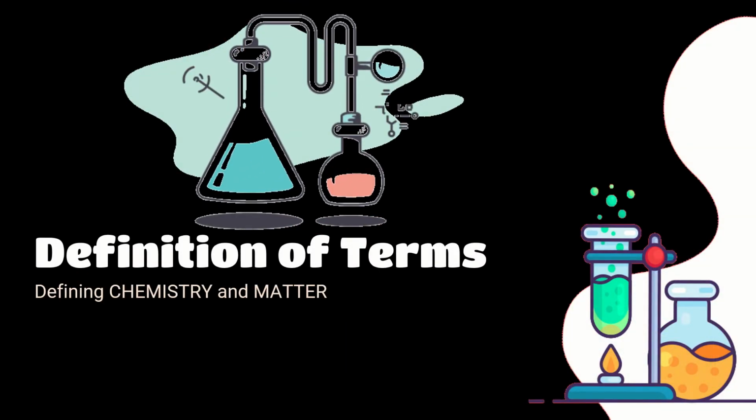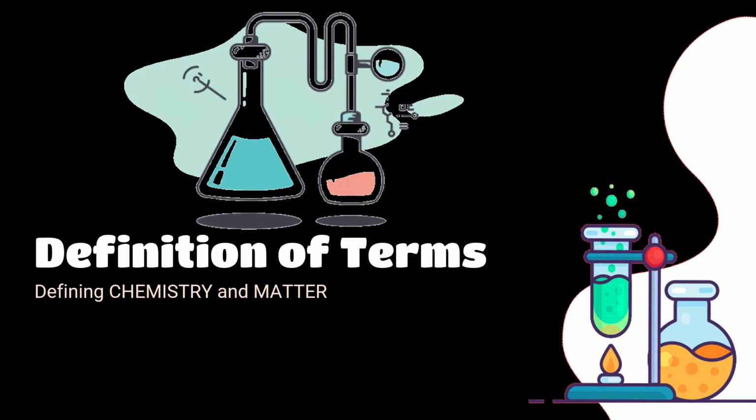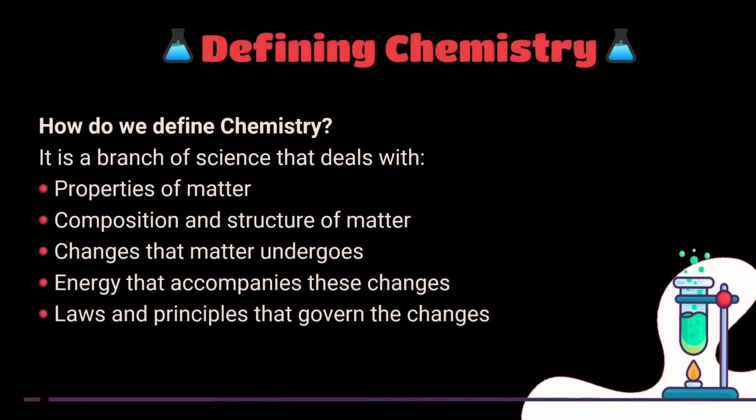Let us have the definition of terms, which is about defining chemistry and matter. So how do we define chemistry? Now in your junior high school days, to collectively define this, it is a branch of science that deals with number 1, properties of matter. When we say properties of matter, ito yung kung ano yung kanilang physical appearance, yung kung ano yung kanilang mga physical or chemical characteristics, and then kung ano yung phases sila nag-exist.